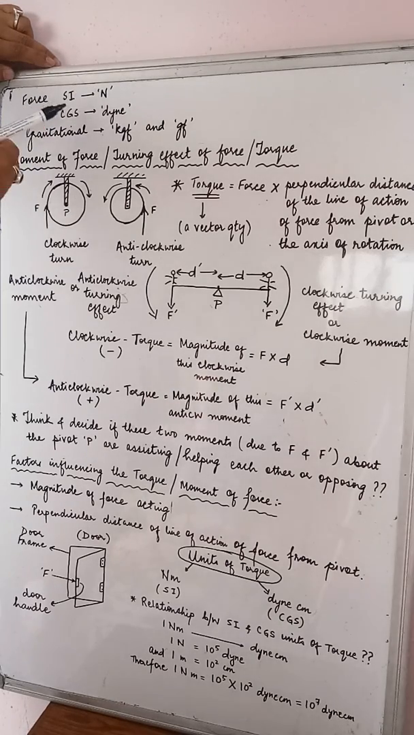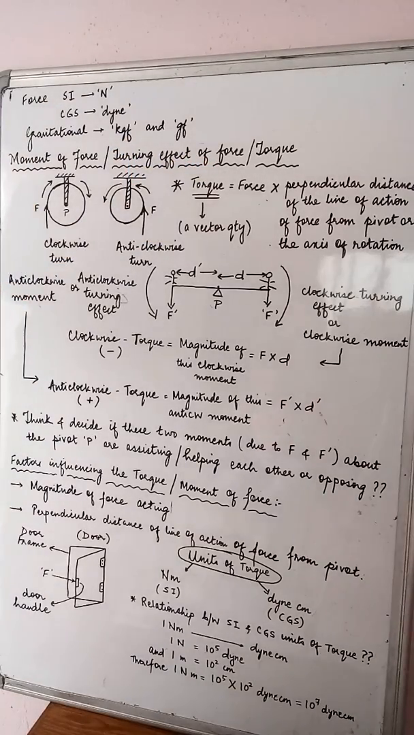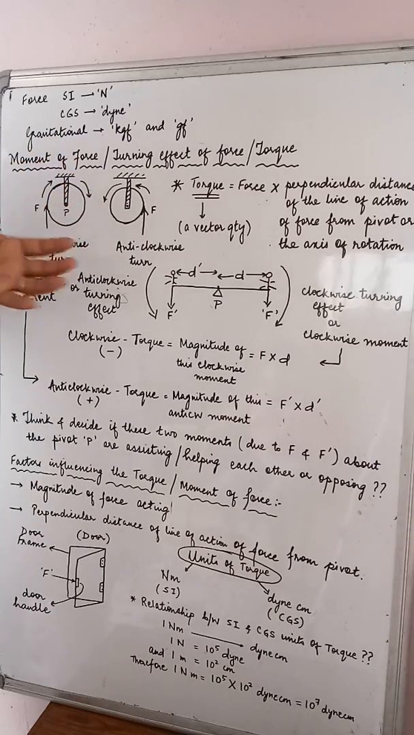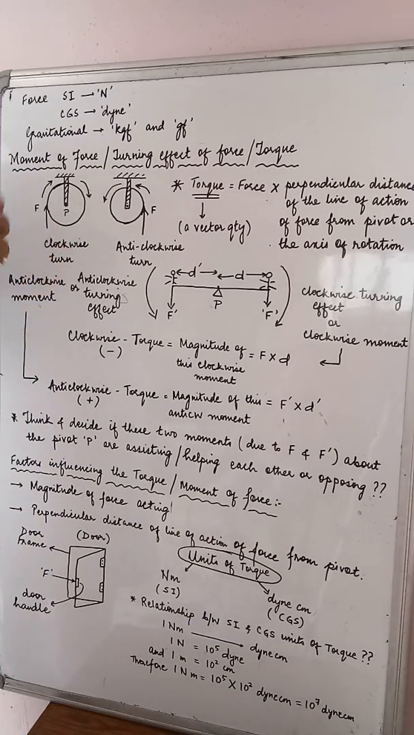SI unit, newtons, and CGS unit, dyne. And please remember, 1 newton is equal to 10 to the power 5 dyne. Now we have come to the most important part of the chapter, and that is the turning effect of force. As we had already discussed, if you apply a force, there can be the turning or the rotational effect also. So that turning effect of force we have to study quantitatively over here in terms of a formula and in terms of understanding how it works.